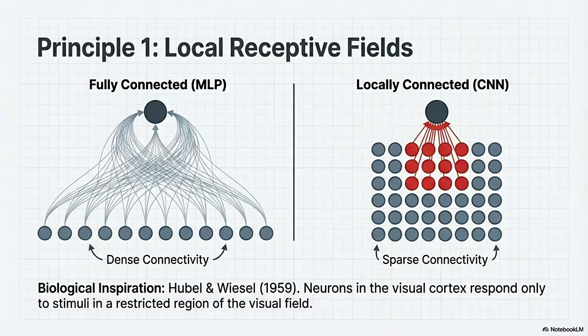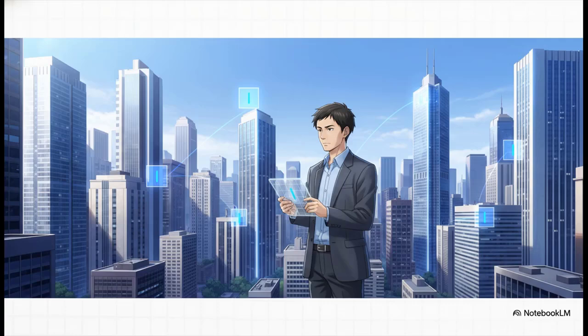And this isn't some random idea we came up with. It's directly inspired by how our own visual cortex works, based on the Nobel-winning research of Hubel and Wiesel. Just by doing this, we slash the number of connections and start to solve that parameter explosion problem. But just looking locally isn't the whole story.